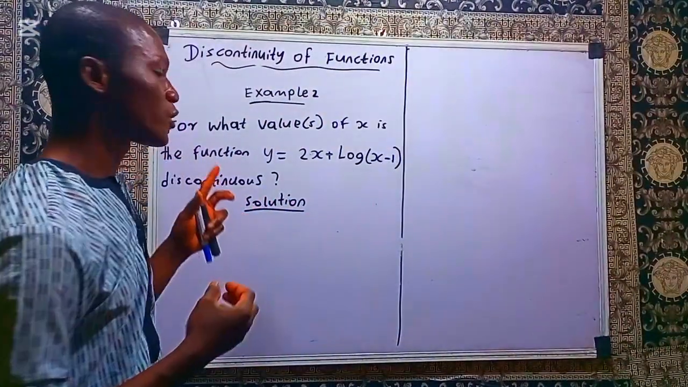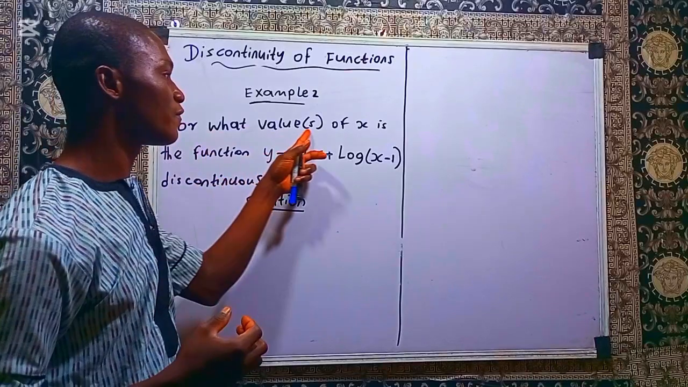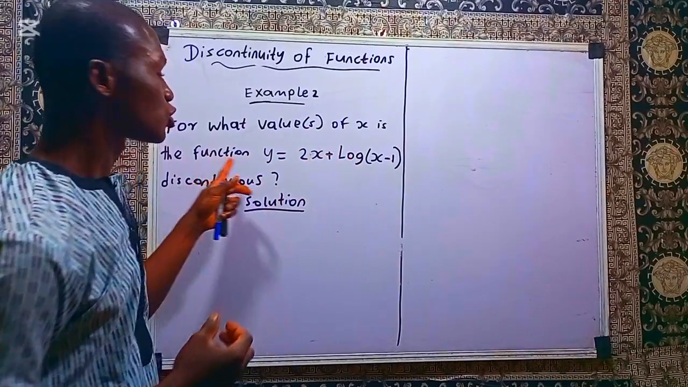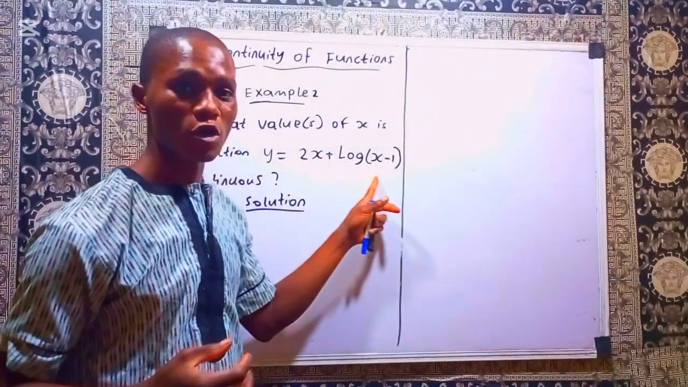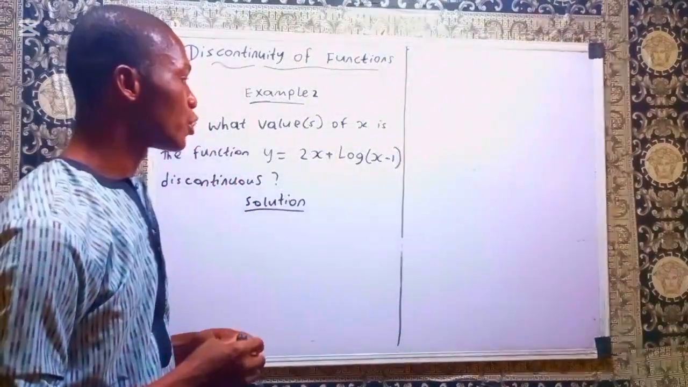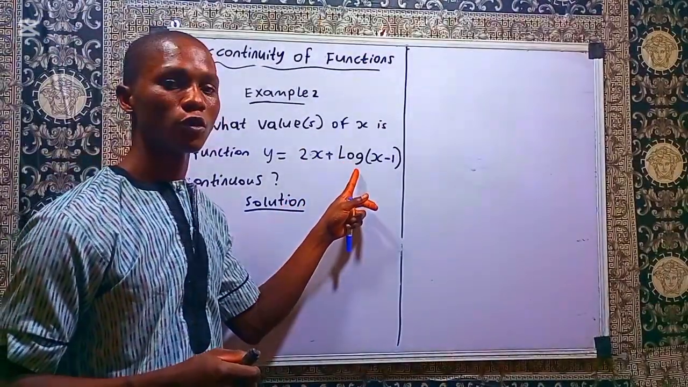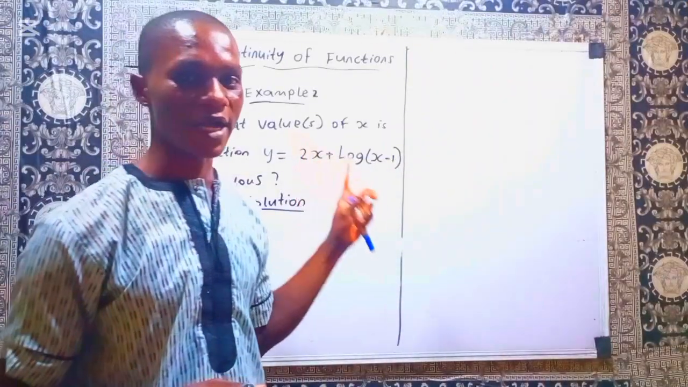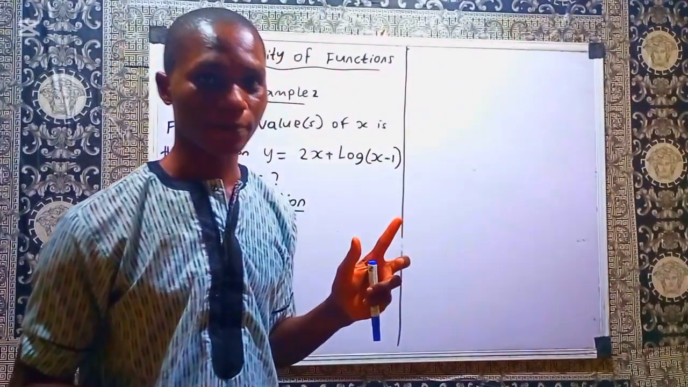So with what we have here, they say for what value or values of x is the function y equals 2x plus log of x minus 1 discontinuous. So to find those points, we need to know when log is defined and when log is not defined.